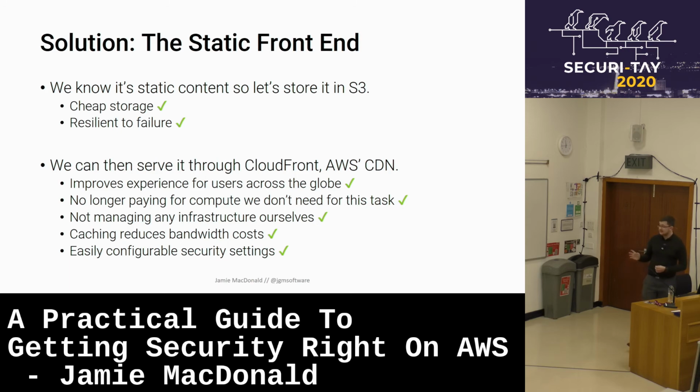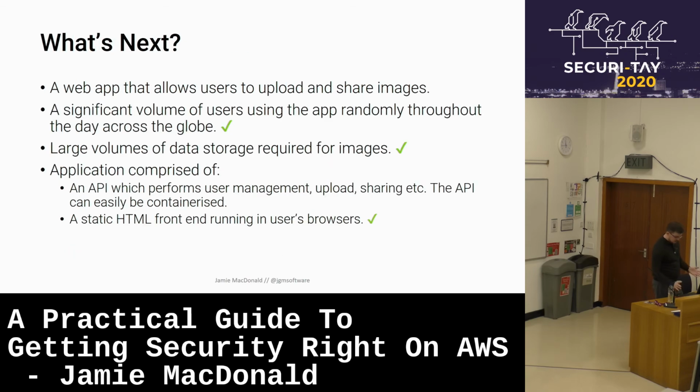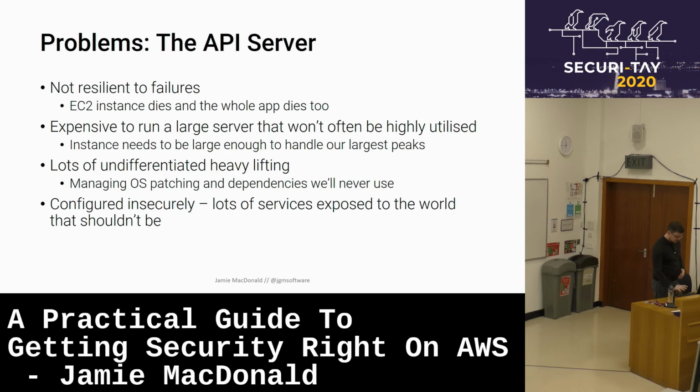We're not managing any infrastructure ourselves in terms of things like OS patching and application updates, and we're saving money because we're not using any compute when we don't need to, and the caching that CloudFront gives us means we'll save on bandwidth costs as well. So where are we at now? We've designed the infrastructure to store the large amount of data that we know we're going to be dealing with, and we've improved the user experience for our base. So we now want to move on to the actual compute and see what we can do about that.